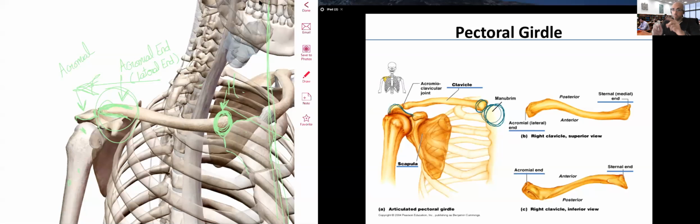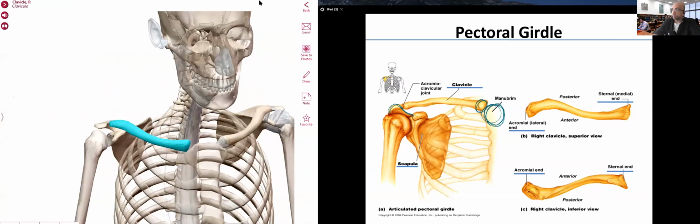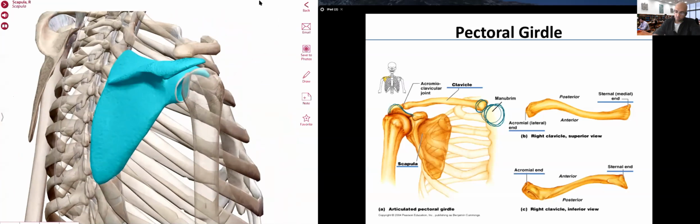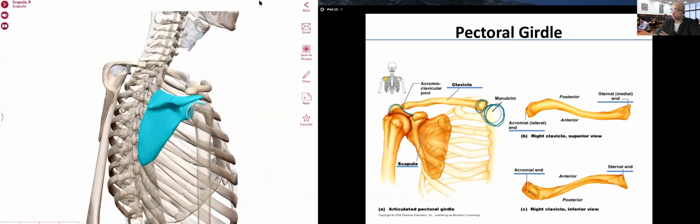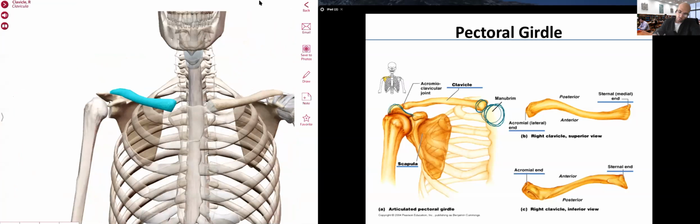All right, so again, what we should know for this bone, the clavicle, is that it shares with the scapula to form your pectoral or shoulder girdle. The clavicle articulates with the manubrium of the sternum, and the end of the clavicle that articulates with the sternum is what we call the sternal end.